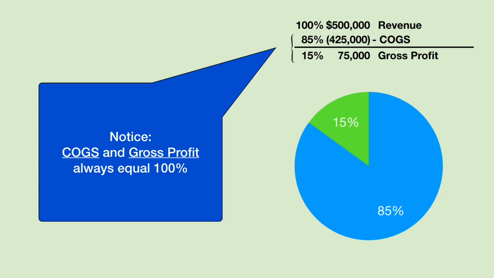So just so your eyes can see it again, if cost of goods sold is 85% of your revenue, then gross profit would have to be 15%. Or vice versa. If a homework problem told you that the gross profit percentage was 15%, you could infer that the cost of goods sold percentage would be 85% because cost of goods sold plus gross profit have to add up to 100%. One more time. Cost of goods sold plus gross profit, they add up to 100%.